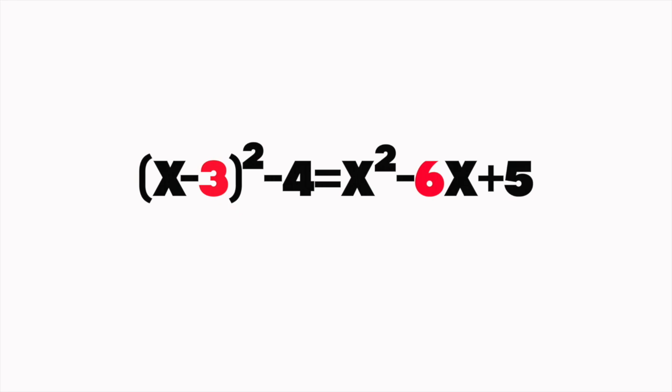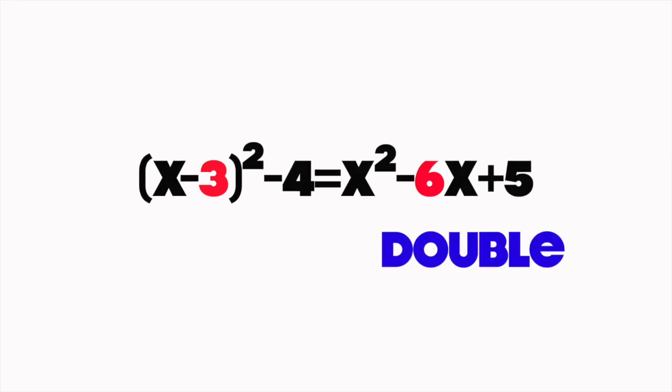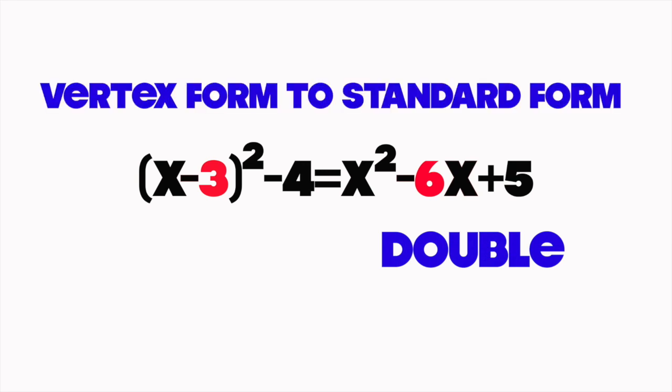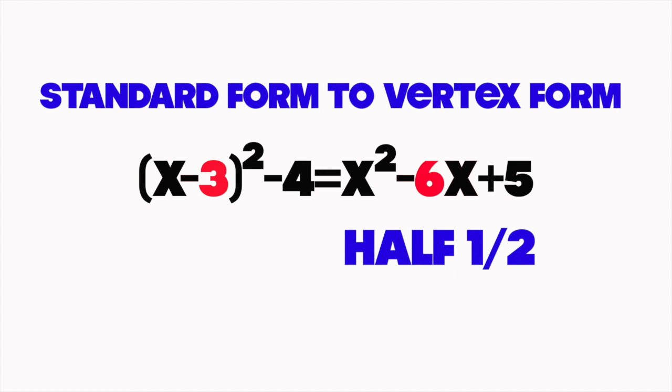Notice this minus 3 in this quantity and this minus 6x. We took this minus 3, and in our process of FOILing, we ended up getting this minus 6. We just got a number that's double that minus 3. This is really important because this is the key to completing the square. So if we went from vertex form to standard form and we doubled that number, how are we going to go backwards? We're going to cut it in half, right? And that's what we're going to do.